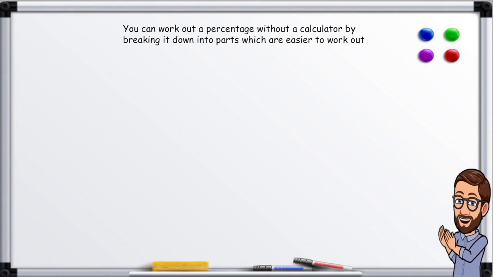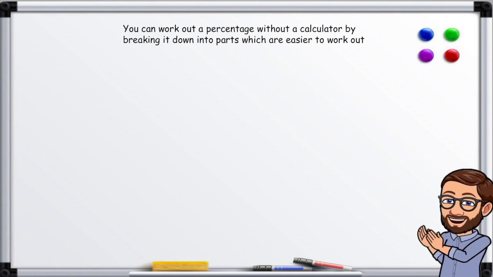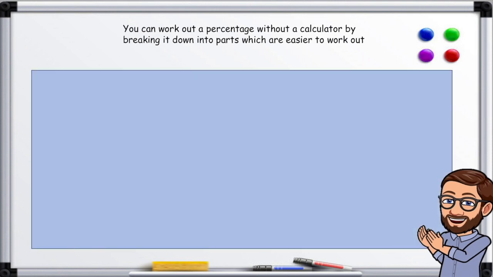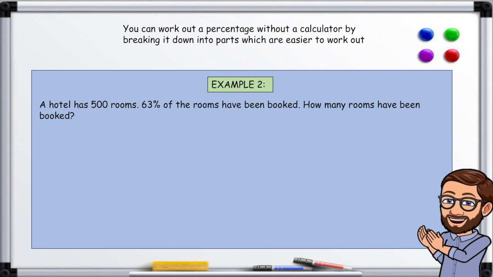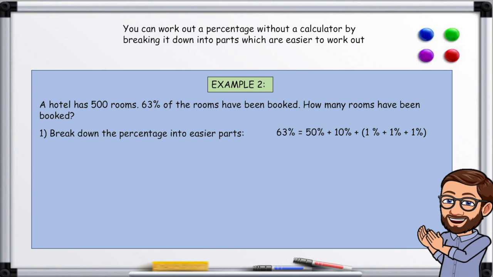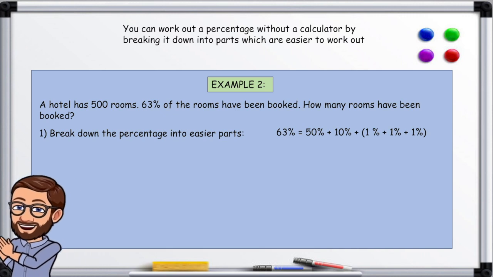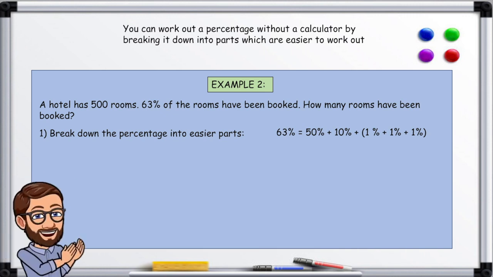You can work out a percentage without a calculator by breaking it down into parts, which is easier to work out. Example 2. A hotel has 500 rooms. 63% of the rooms have been booked. How many rooms have been booked? Break down the percentage into easier parts. So 63% equals a 50%, a 10%, and 3 1%.